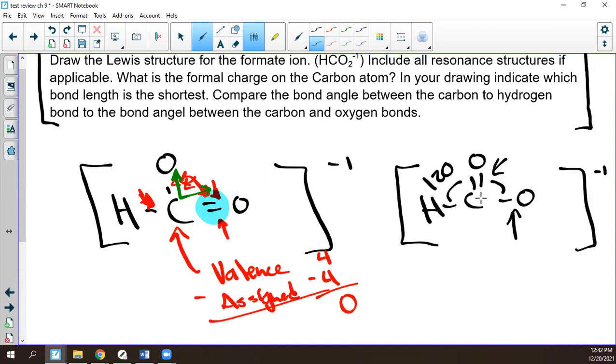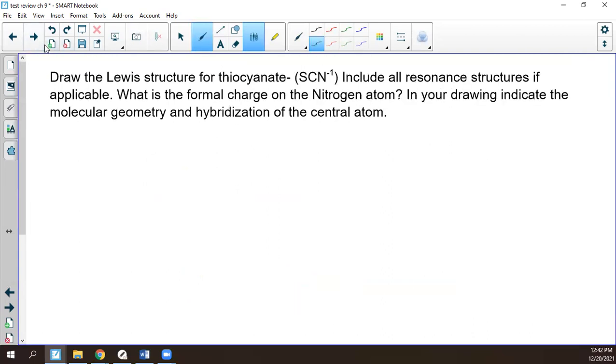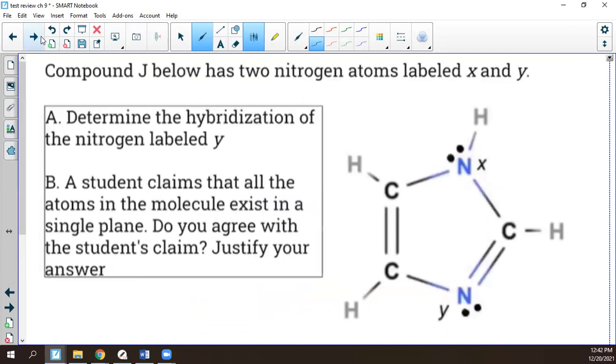Just like this. If we were doing the molecular structure, it would have been HCOO. But whatever. Okay, did I skip anything? I think we're good. I said I was going to spend that much time. This is the same exact question.